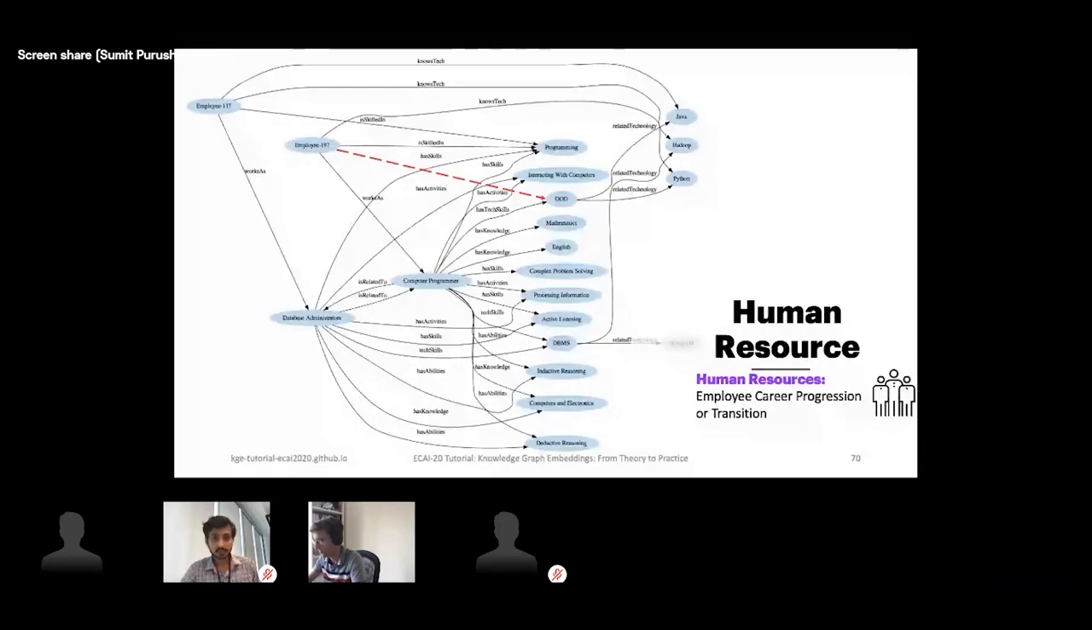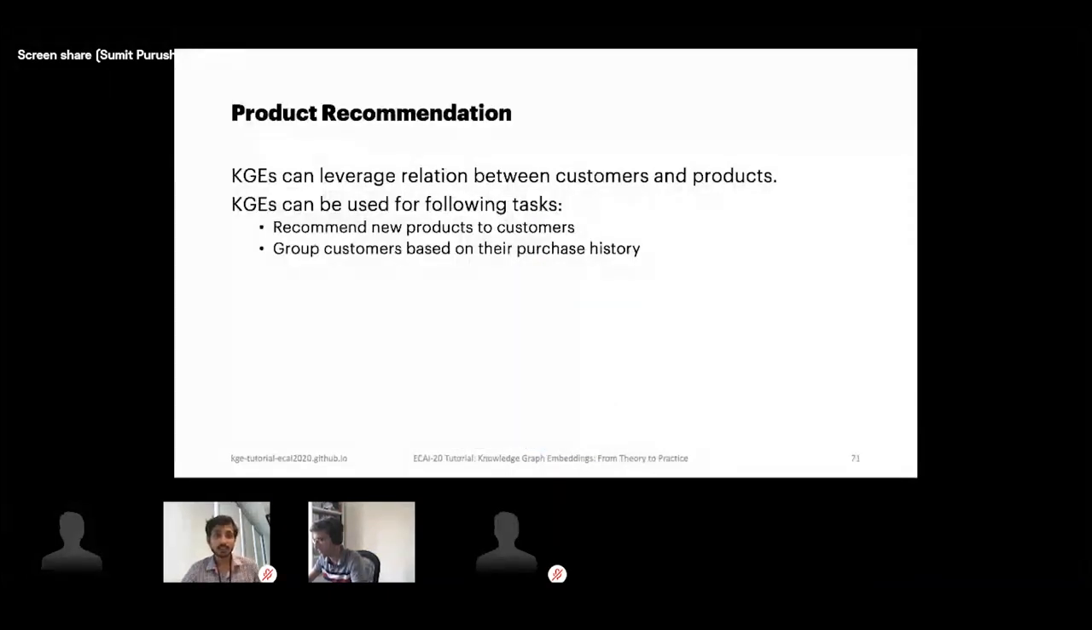So let's look at the next use case, that of product recommendation. So again, here, what knowledge graph embedding models can do is they can leverage relationships between customers and products. For example, let's say a customer is a friend of another customer and products are similar. So all these relational interactions can be captured by these kinds of models, which would otherwise not be possible with a recommender system and so on, because they are not relational based.